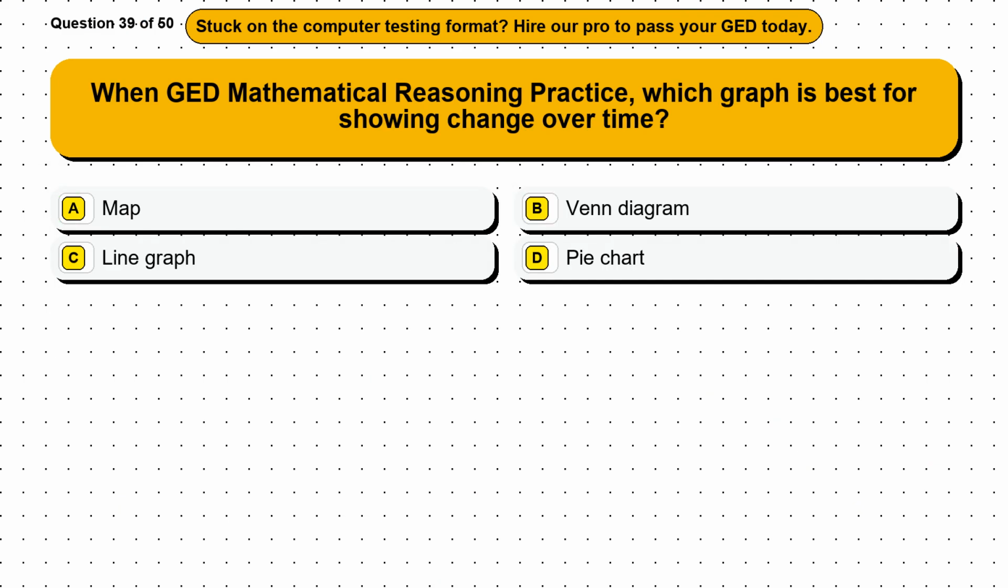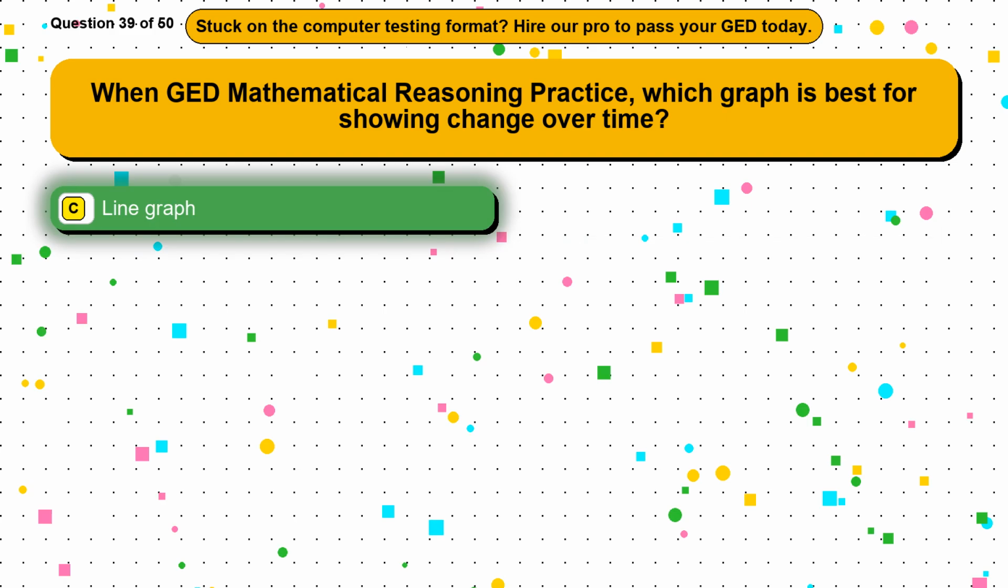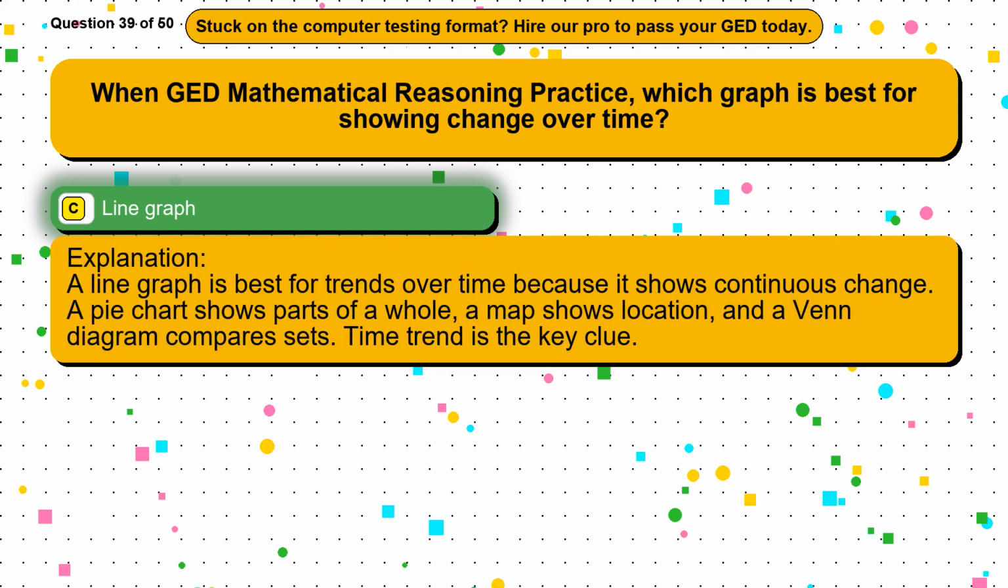Question 39. When GED Mathematical Reasoning Practice, which graph is best for showing change over time? Option A, map. Option B, Venn diagram. Option C, line graph. Option D, pie chart. The correct answer is option C. Line graph. A line graph is best for trends over time because it shows continuous change. A pie chart shows parts of a whole, a map shows location, and a Venn diagram compares sets. Time trend is the key clue.